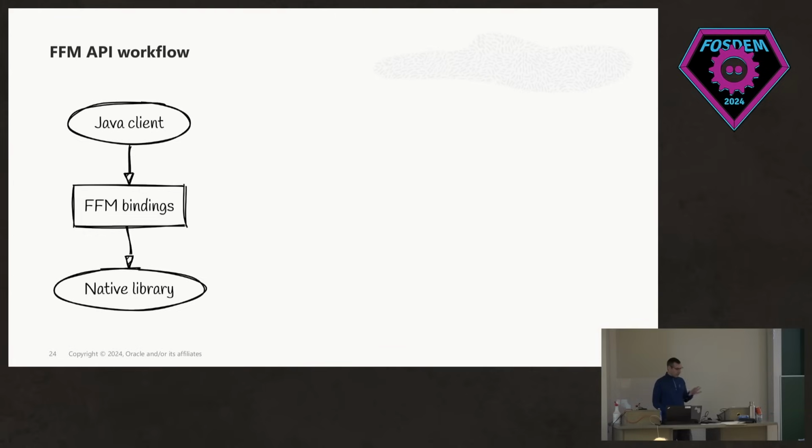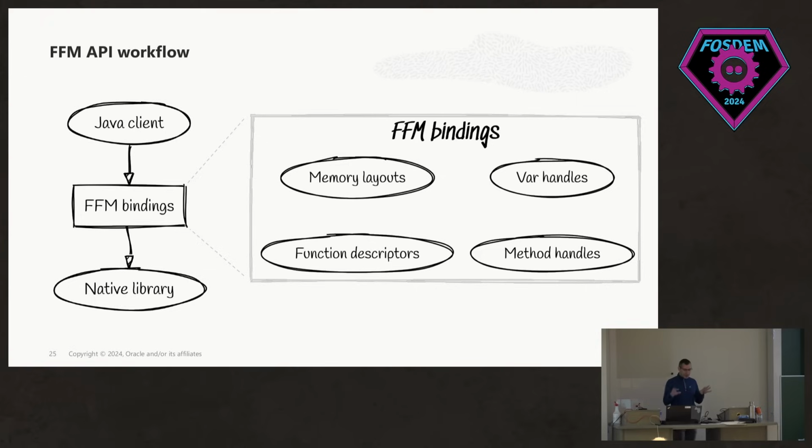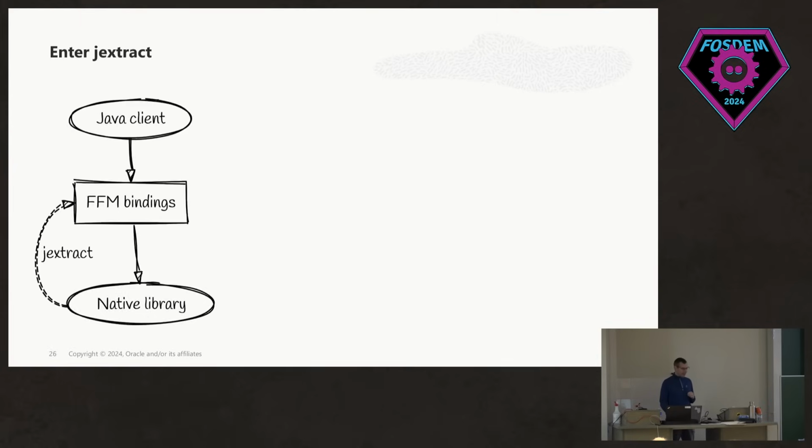So this is the workflow using the FFM API when we want to access a native library. We still have something in the middle between us and the native library that we want to call. This time, though, the stuff we have in the middle is just Java objects. We have memory layouts, var handles, method handles, function descriptors. But here's an idea. What if we could generate all this stuff mechanically using a tool? And that's exactly what the jextract tool does.